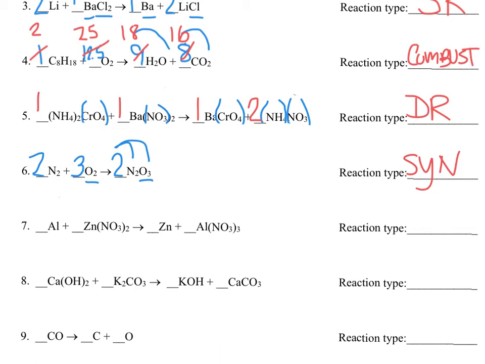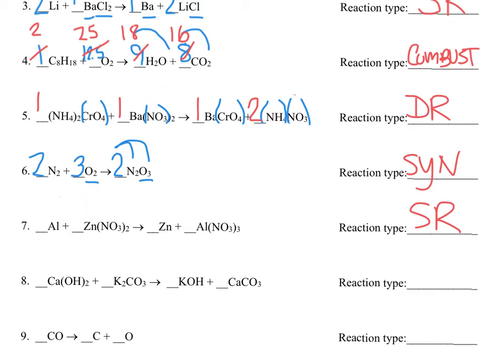If I take a look at number 7, I have an individual element trying to jump into a compound. And what happens? Now the cation is by itself, and aluminum is now with the compound. We call that a single replacement reaction because you have 1 solo element trying to come into an actual compound.